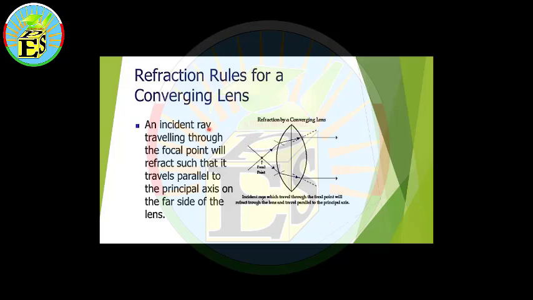An incident ray traveling through the focal point will refract such that it travels parallel to the principal axis on the far side of the lens. If the incident ray passes through the focal point, it will be refracted and pass parallel on the other side, like this, to our principal axis.